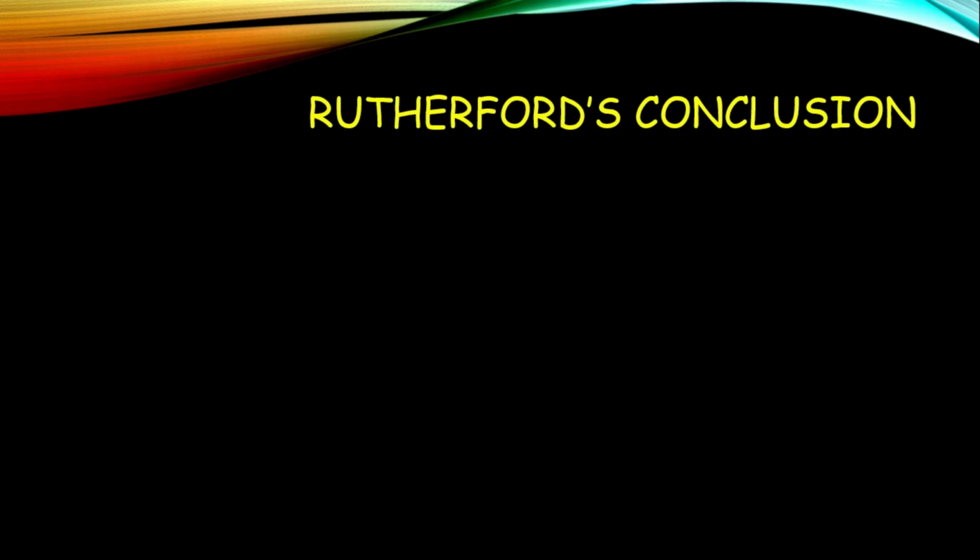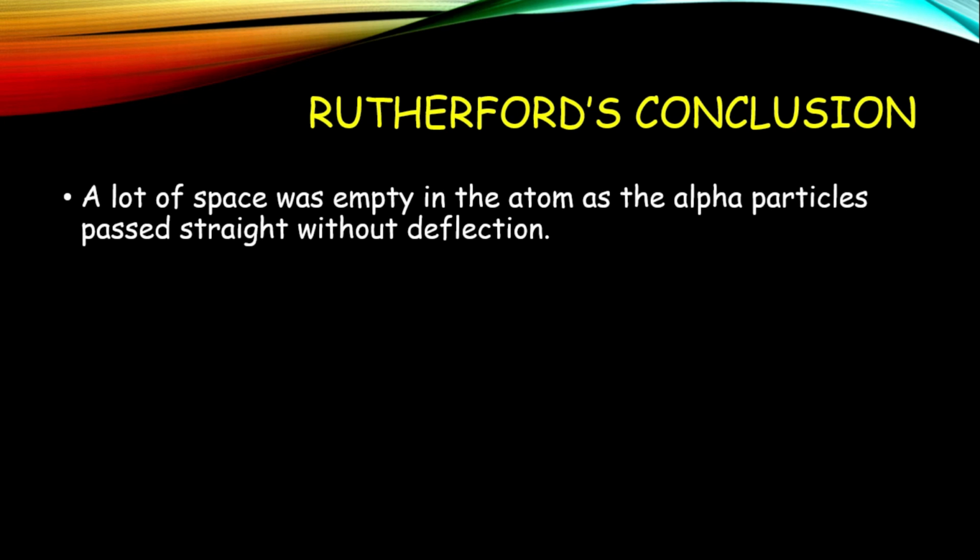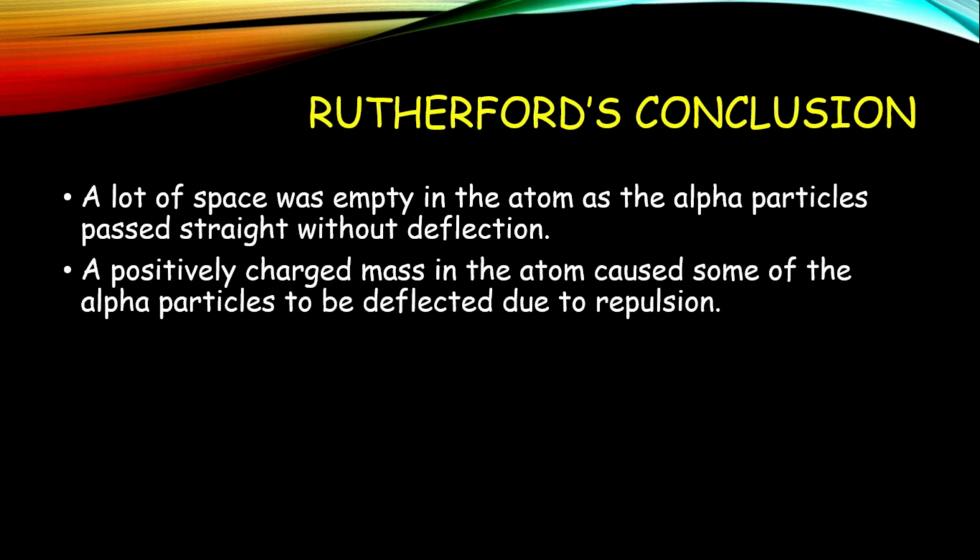What was the conclusion drawn then from Rutherford's experiment? He concluded that a lot of space was empty in the atom, as alpha particles passed straight without any deflection. So there was no deflection, meaning it is empty. A positively charged mass in the atom caused some of the alpha particles to be deflected due to repulsion. So there is something positive, and the positive particles which were fired at the gold foil showed that there is a deflection between positive and positive charge.